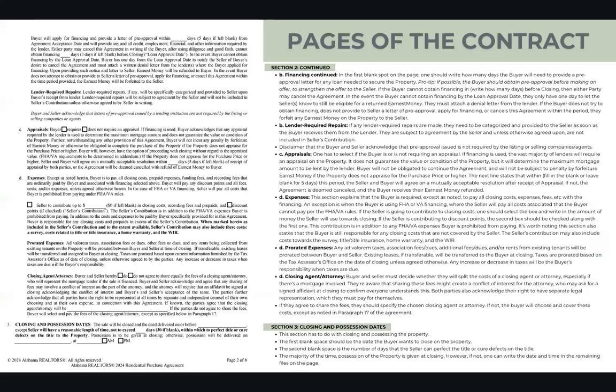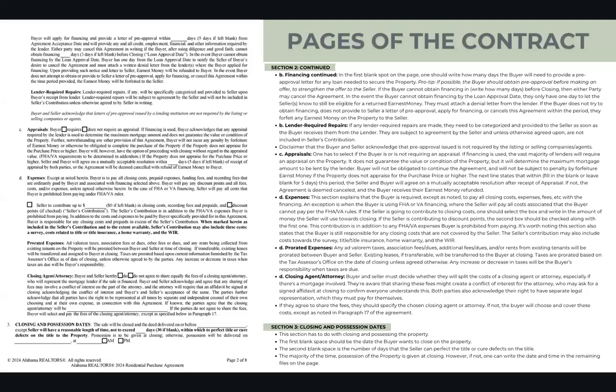Financing continued. So in the first blank at the top, one should write how many days the buyer will need to provide a pre-approval letter for any loan needed to secure the property. And in the event the buyer cannot obtain financing by the loan approval date, they only have 1 day to let the sellers know that they are still eligible to be returned earnest money. They must attach a denial letter from the lender. If the buyer doesn't try to obtain financing or does not provide to the seller a letter of pre-approval, they forfeit any earnest money to the seller.